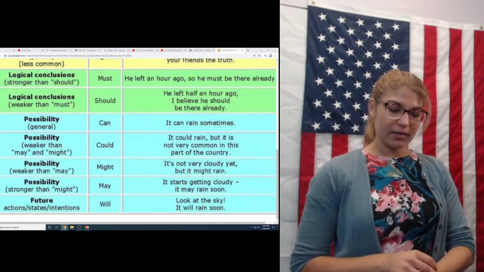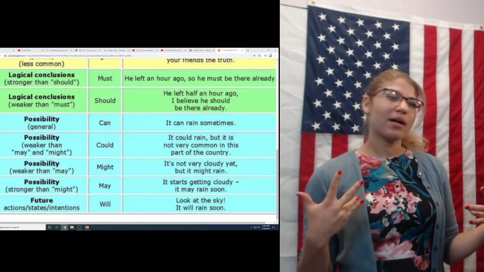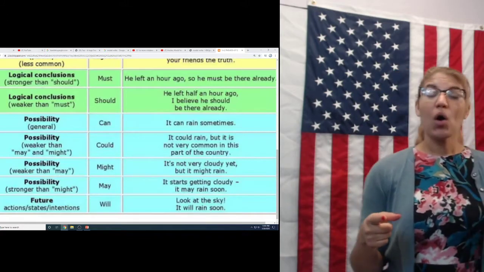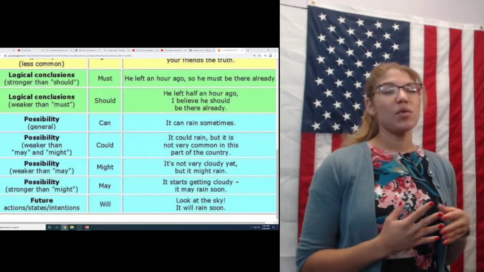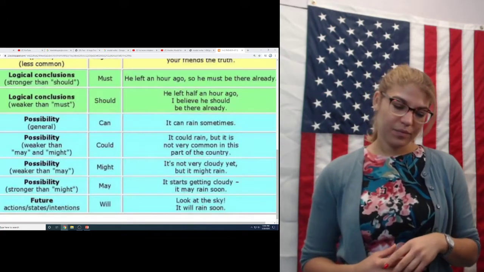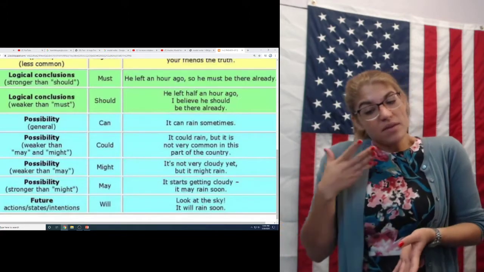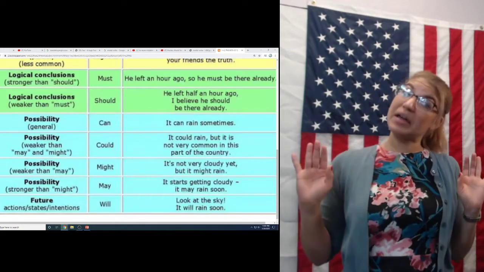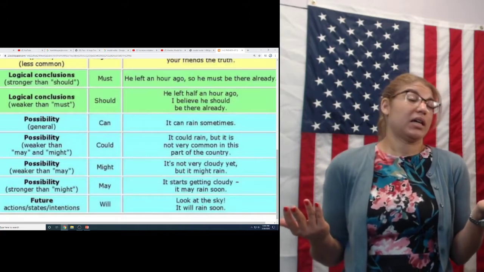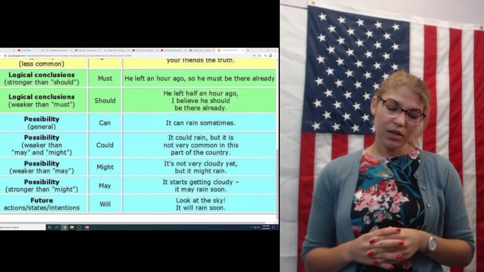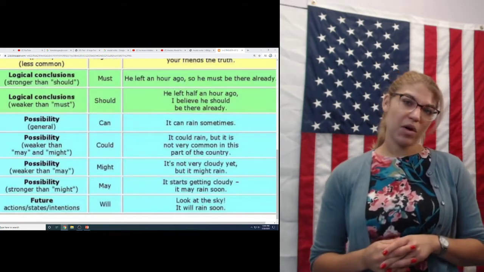Okay, so can talks about your general ability or a general possibility. It can rain sometimes. Now, if I want to talk about a possibility of the future, or if I want to talk about an inability in the past, I will use the word could. It could rain today. Maybe yes, maybe no. I don't know. Perhaps yes, perhaps no. It could rain today. But it's not common in this part of the country.